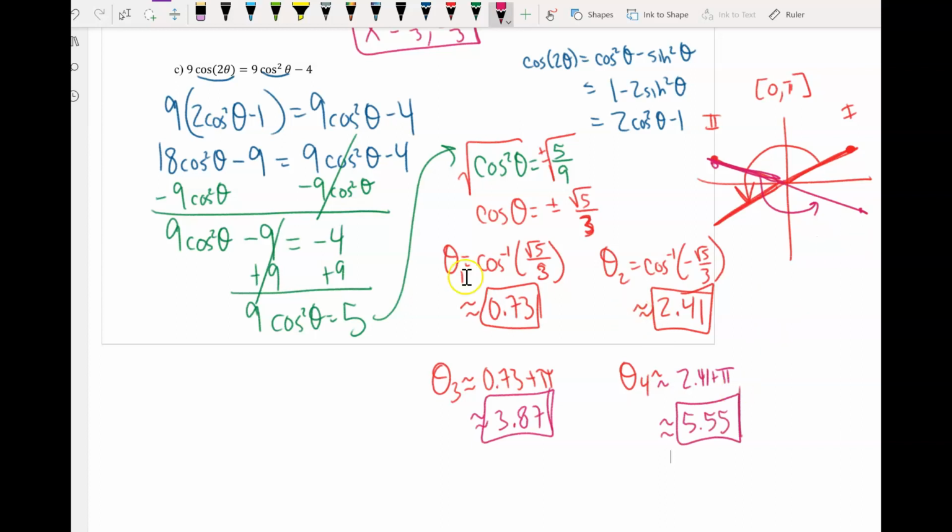Now again, if I wanted all solutions, I probably would have stopped here at the 0.73 and 2.41. And I would have just added plus pi k to both of these, and then been done with it. Okay, so that's some trig equations. There's a lot more to them, but that's basically the gist of it. So you have most of the tools to be able to solve a lot of them now.